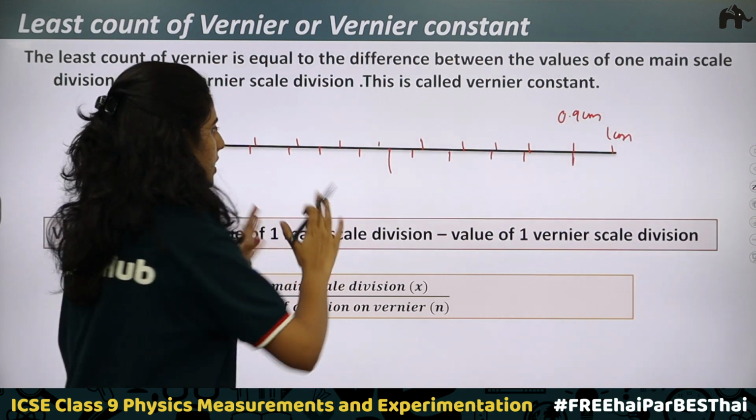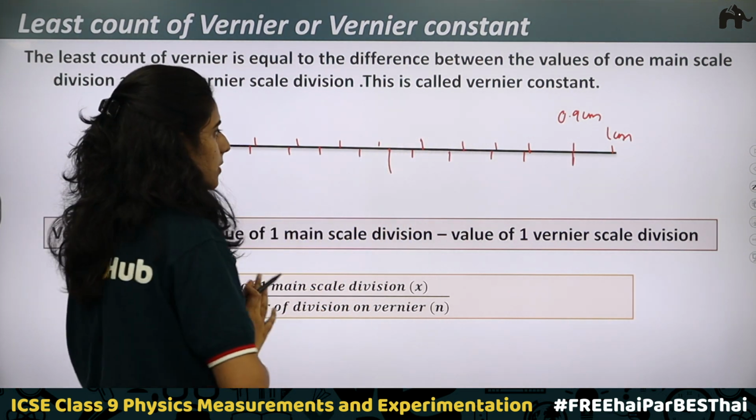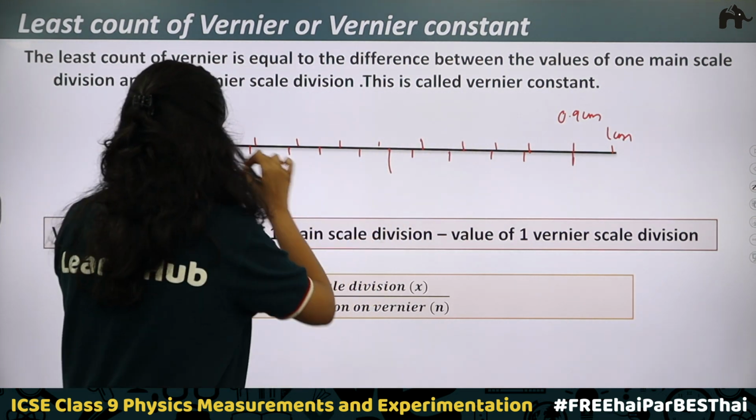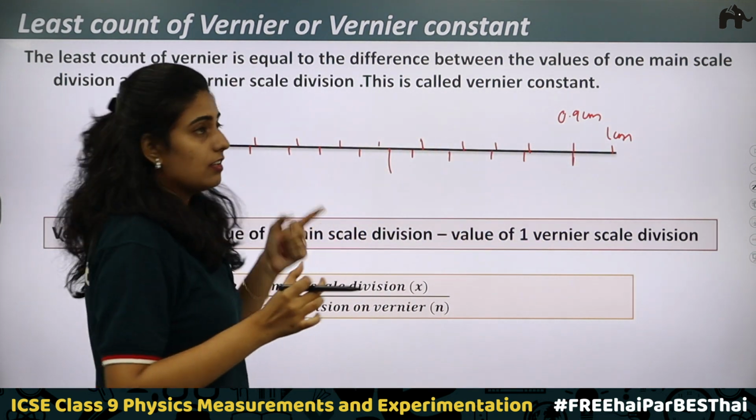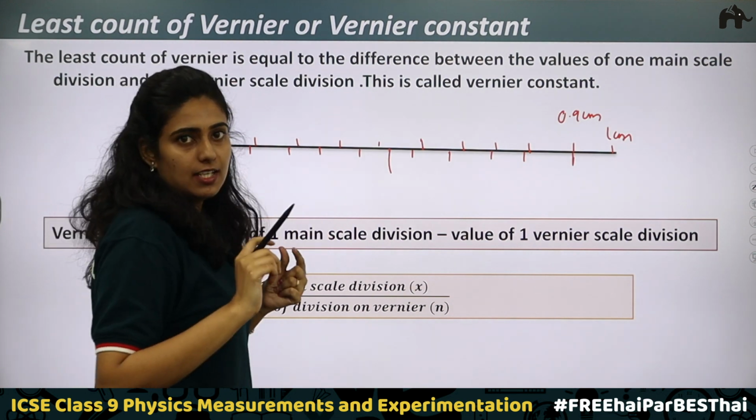5, 6, 7, 8, 9, 10. Okay, this is how the divisions would be there. Clear? Now you can see that this is 10 divisions. Okay. So what is the value of one main scale division?